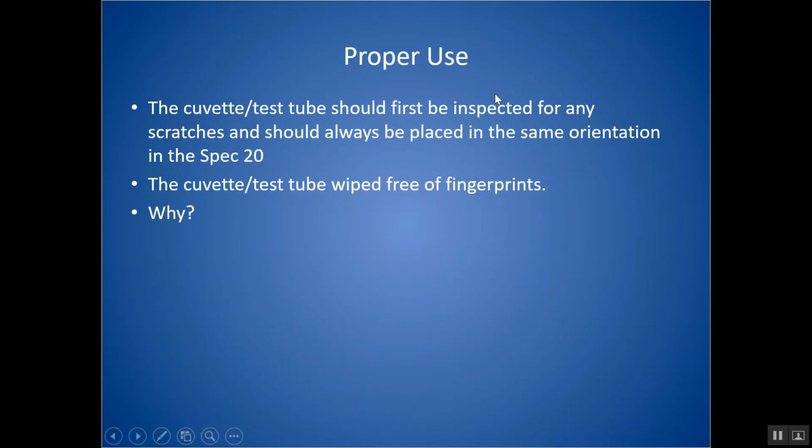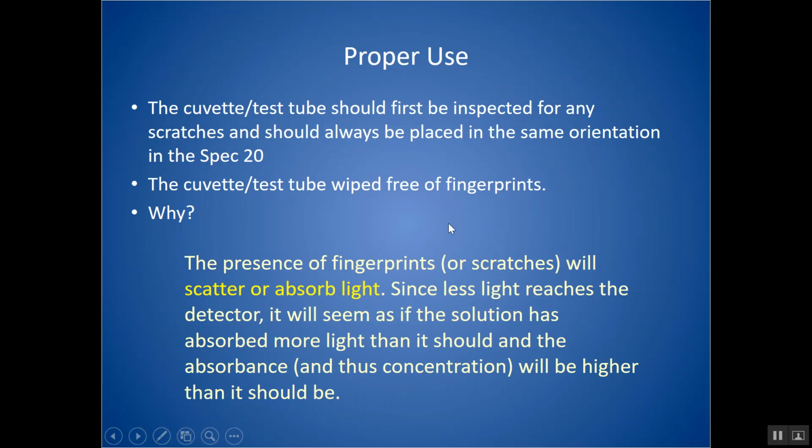When you're doing this, you should always inspect your cuvette and test tube for any scratches. You don't want to use something with scratches. You always want to place it in the same orientation, and you always want to wipe your cuvettes or test tubes free of fingerprints. If you remember, we would always wipe it before putting it in. Why? Because any scratch or fingerprint can scatter or absorb light, so less light overall would end up reaching the detector. It would seem as if the solution has absorbed more light than it should have, as if the solution's absorbing the light that the fingerprints or scratches are actually absorbing. So your measured absorbance will be higher, and your concentration would be higher than it should be if you're plugging into Beer's law.